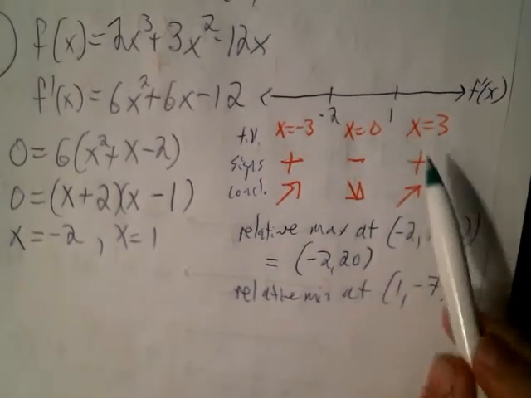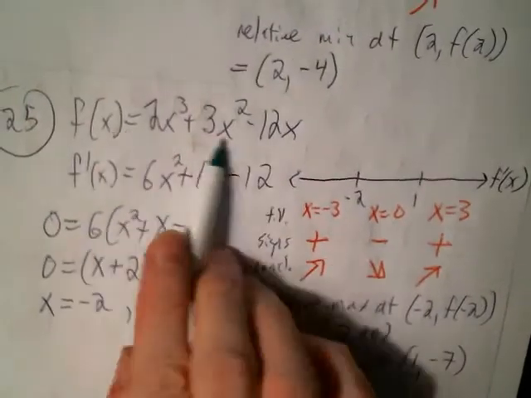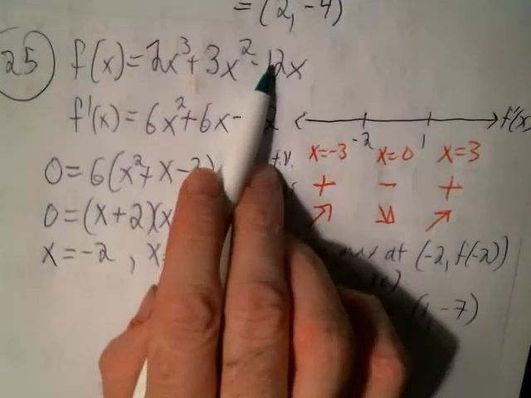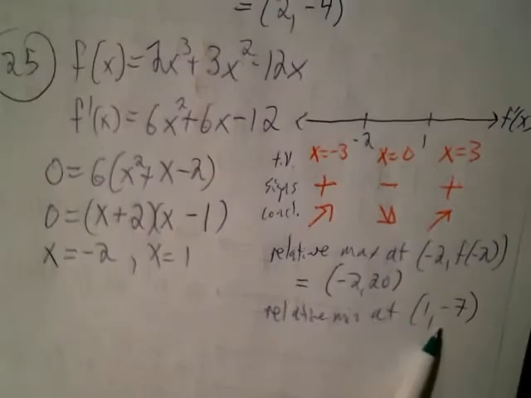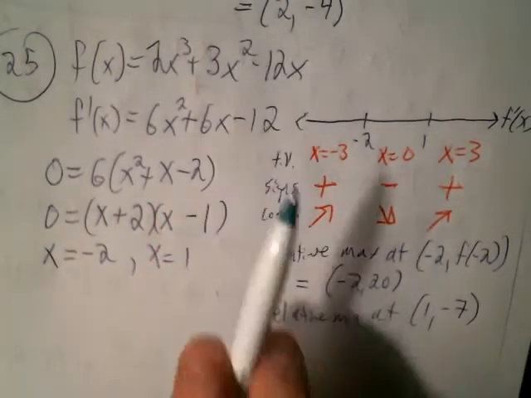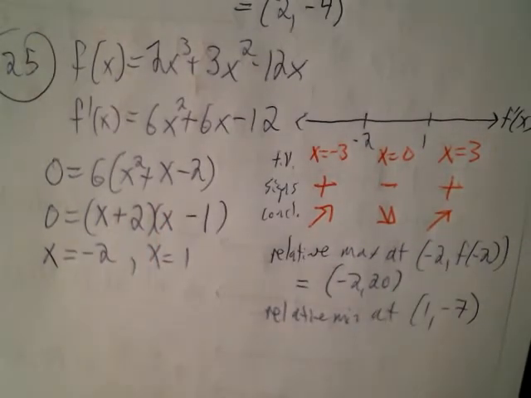So the x value is 1, and then plug 1 into the function. 2 plus 3 minus 12 is 5 minus 12, which is the negative 7. So that's how I'm taking these values now, I'm plugging them in here to get the actual point on the graph.